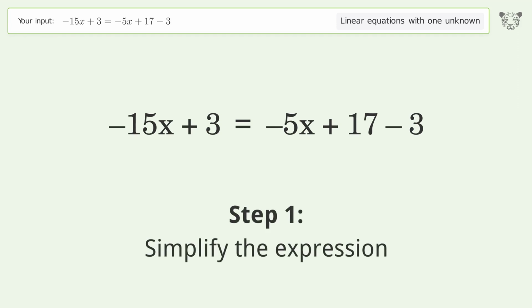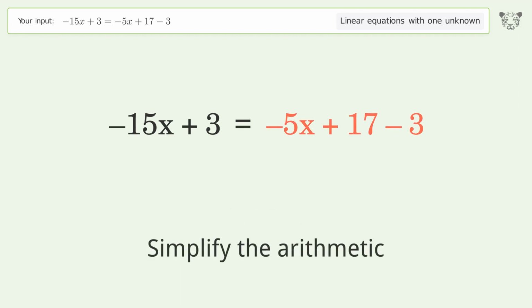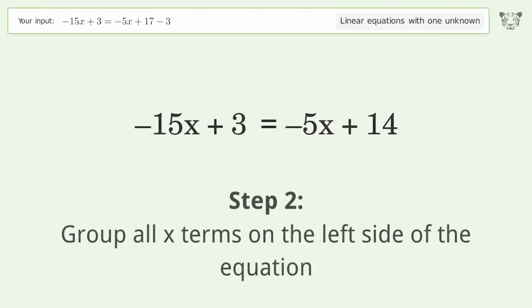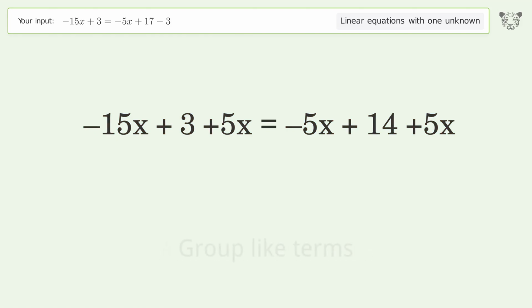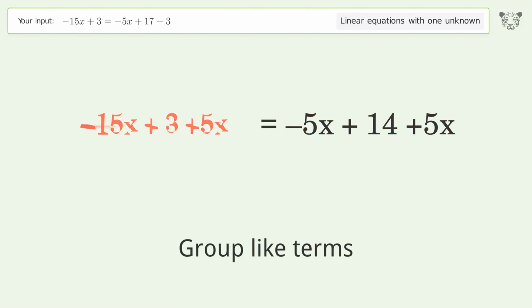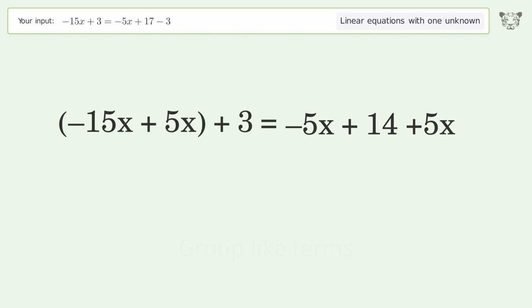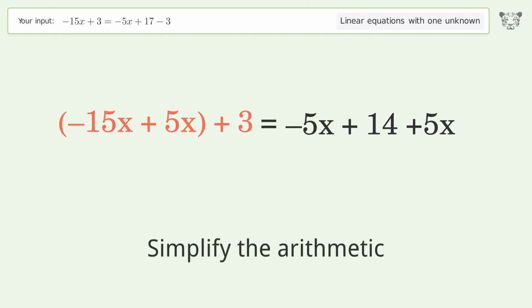Simplify the expression. Simplify the arithmetic. Group all x terms on the left side of the equation. Add 5x to both sides. Group like terms. Simplify the arithmetic.